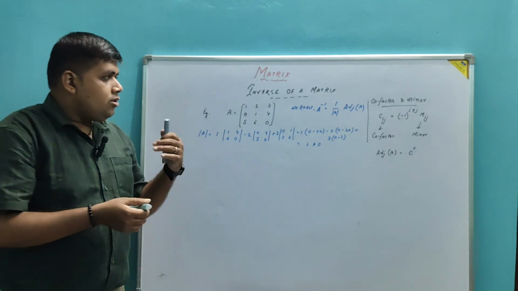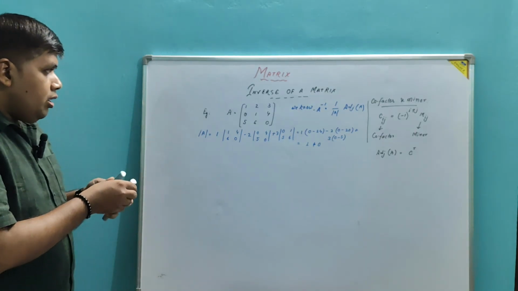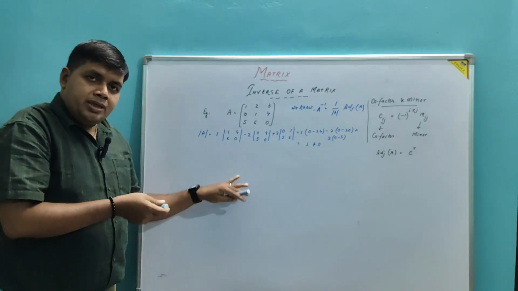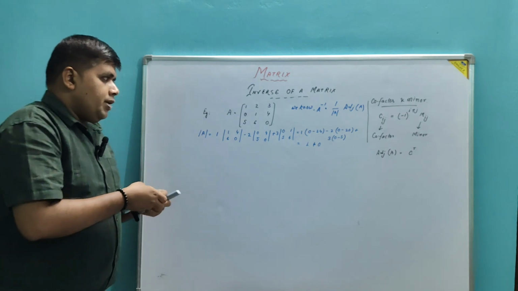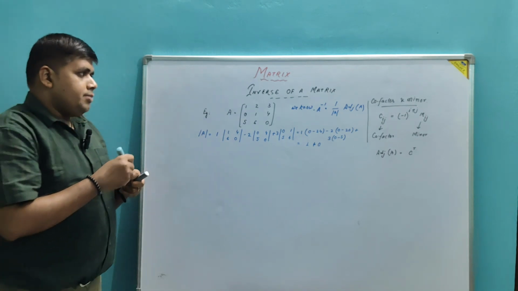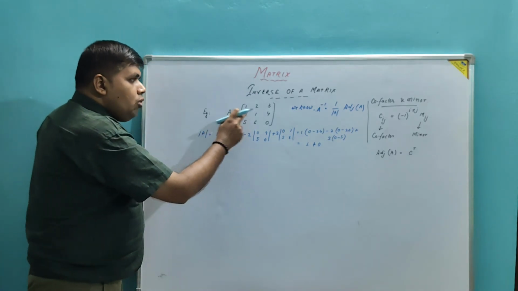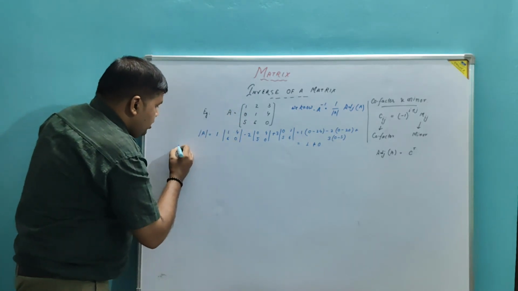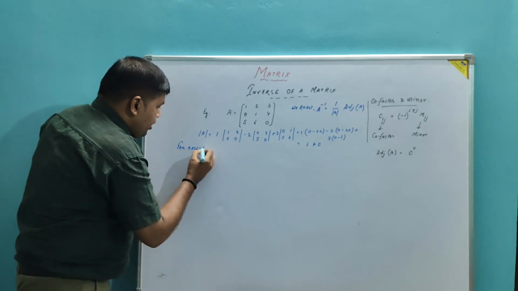Now we have to find what the inverse is. I will solve step by step and try to explain each and every step while solving so that it becomes more and more clear. So first we have to find the cofactors. First we will find the cofactors for row 1.